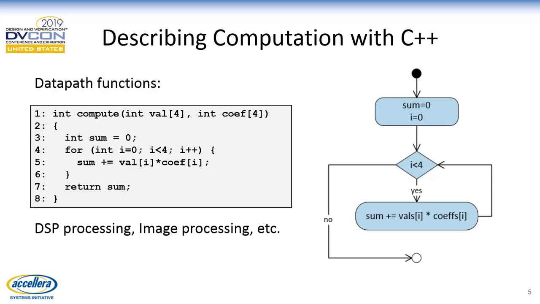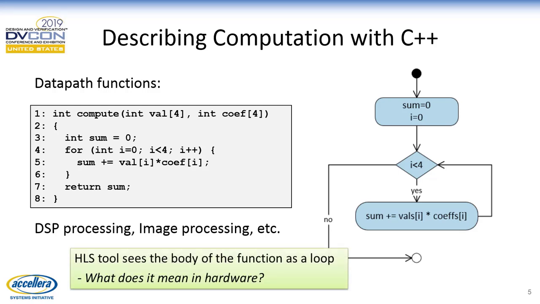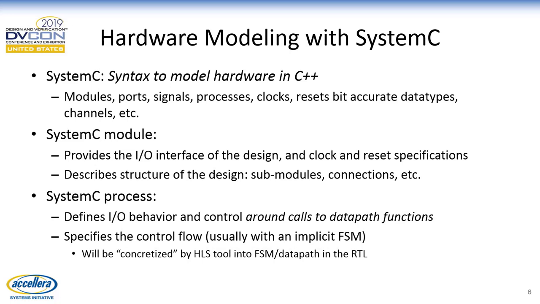So when the tool reads this code, what it sees is: okay, I start by initializing sum to 0, I initialize the I to 0, I enter a loop, I keep iterating and multiplying and adding the values into sum, and when I is greater than 4, I'm done, I'm returning this. So the HLS tool, when it first reads the code, sees this as a loop. But what does this loop mean in hardware? What this means in hardware is the question that System C answers.